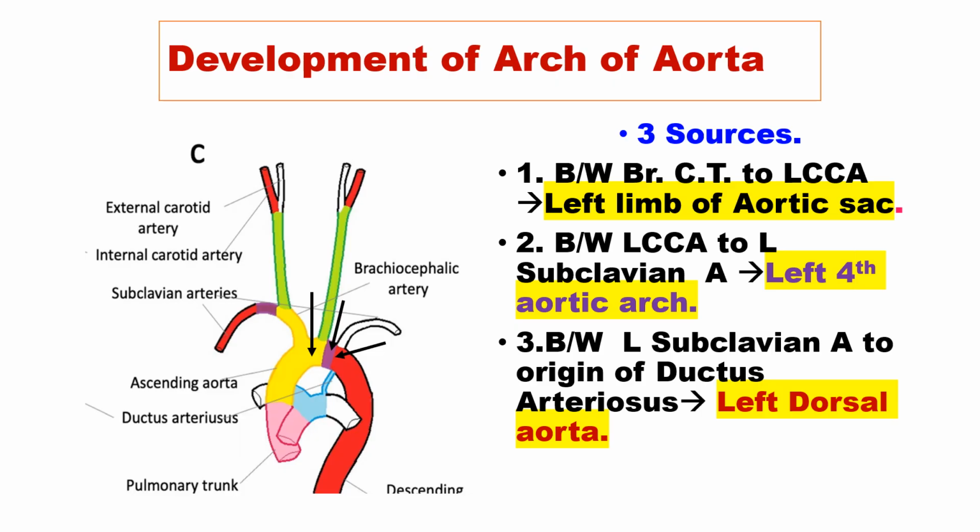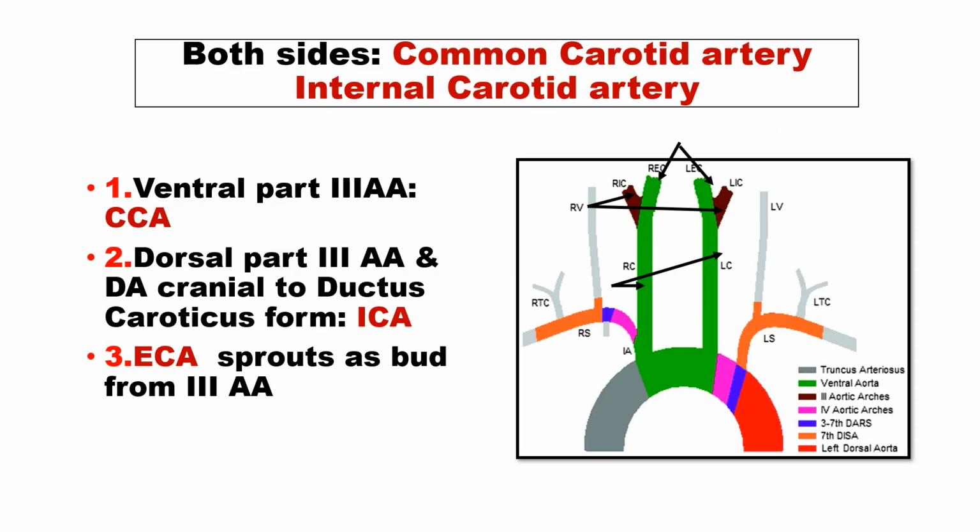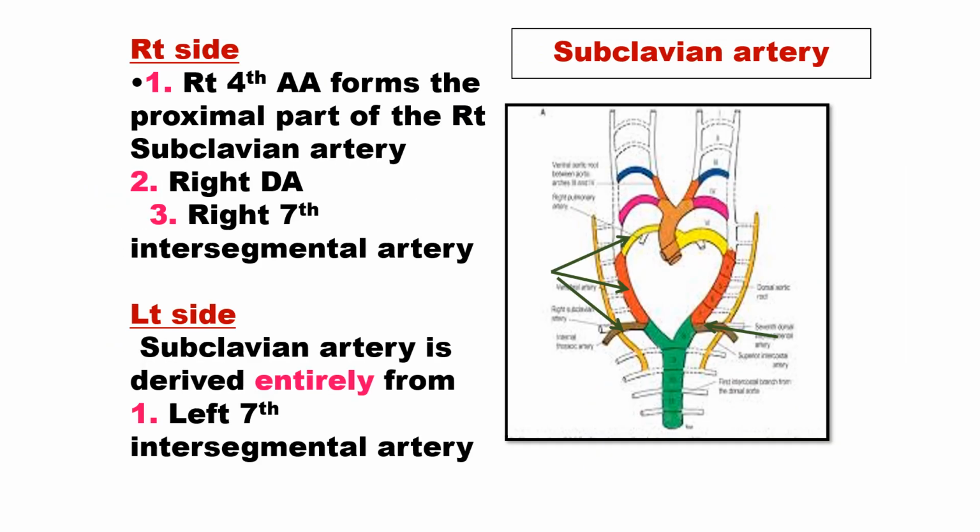So this is once again showing the development of arch of aorta, first part, second part and the third part. On both the sides, the common carotid and internal carotid artery, first part is derived: ventral part of third aortic arch forms a common carotid artery on both the sides, dorsal part of third aortic arch and the dorsal aorta cranial to carotid duct forms the internal carotid artery. External carotid artery sprouts as a bud from the third aortic arch.